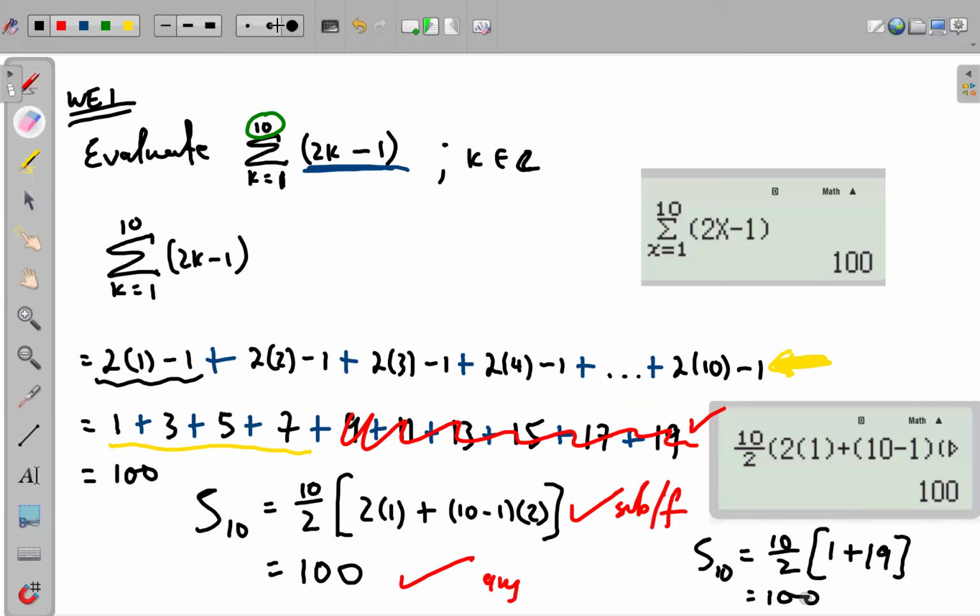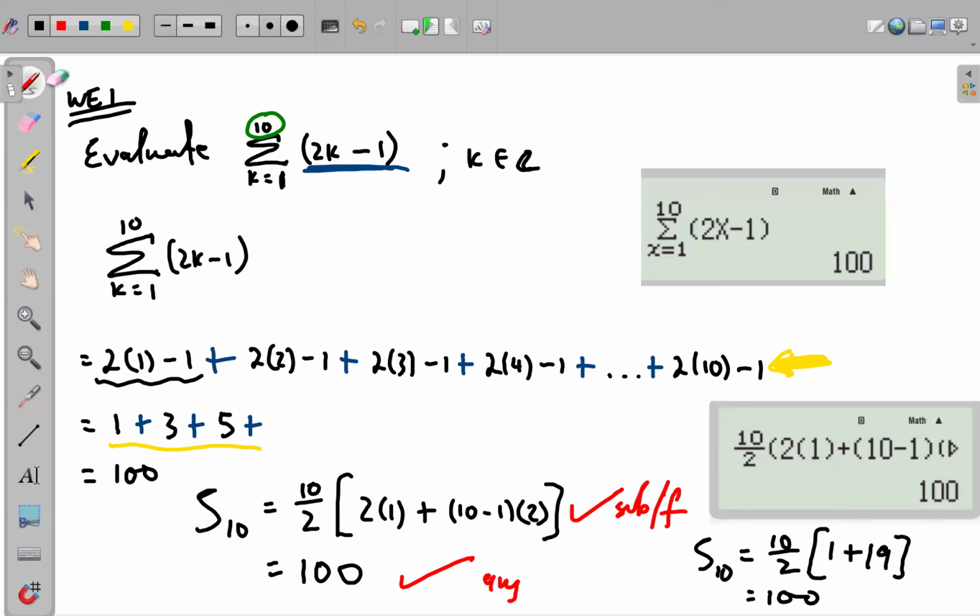So maybe let me write it down here. This is then an alternative. You could have gone 1 plus 3 plus 5 plus up to, and then you write your last term as 19. And in that way, you are more than welcome to use this formula here. And otherwise, you could use this. Any of the formulas really could work out.